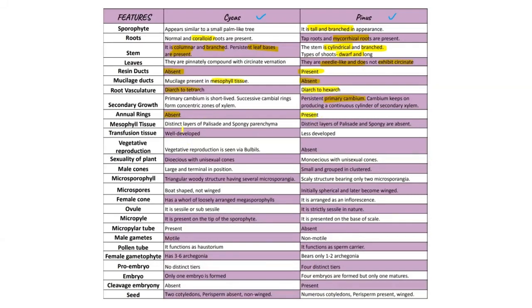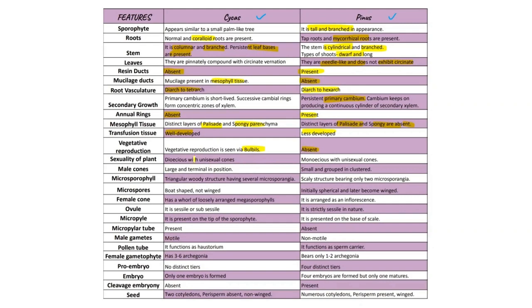Now, mesophyll tissues form distinct layers as palisade and spongy parenchyma in the case of cycas, whereas such distinct layers of palisade and spongy tissue are absent in the case of pinus. Transfusion tissues are well developed in the case of cycas, whereas they are less developed in the case of pinus. Vegetative reproduction via bulbils is seen only in cycas, whereas it is absent in pinus.